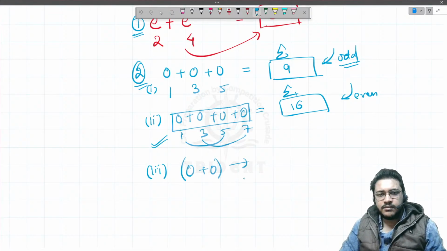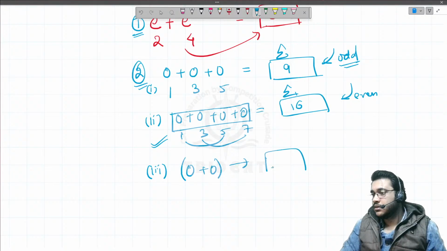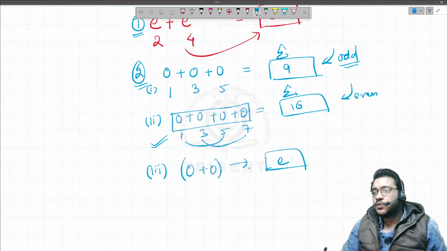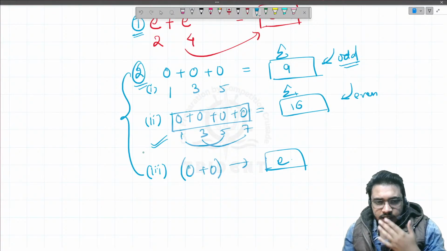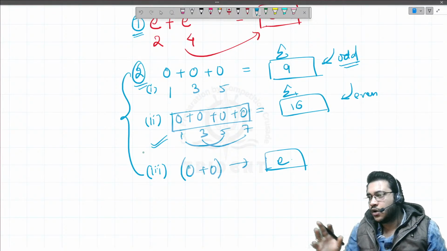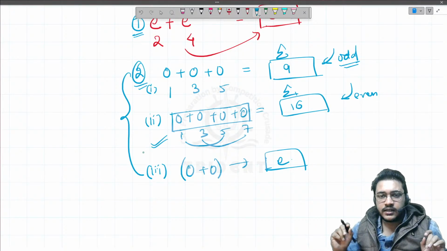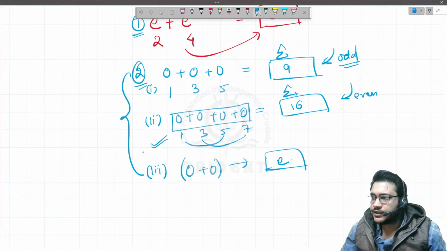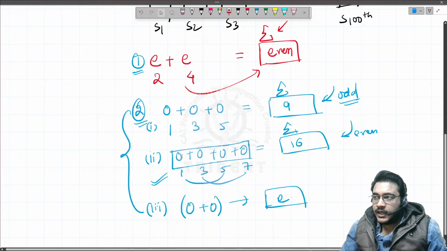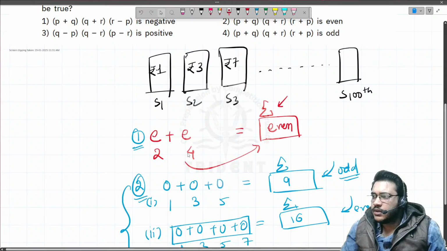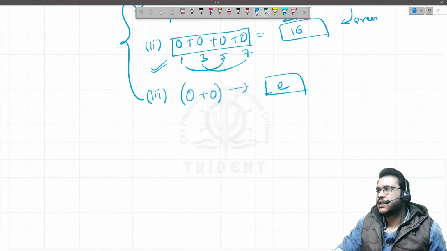So 1 plus 3, 4, that is even. So what I have realized is that there is some general trend in the case of odd numbers when I am trying to add them in a string fashion. And let me try to elaborate that properly now. So that would be something like this.